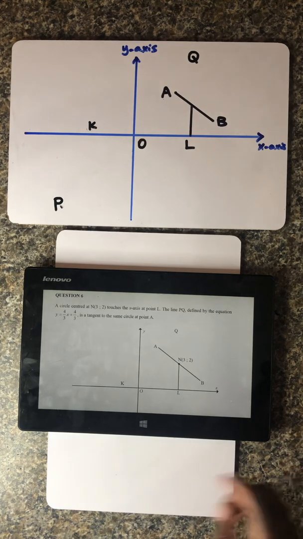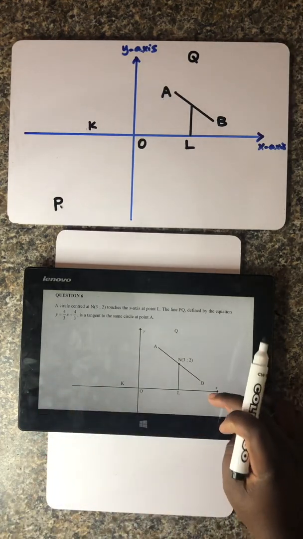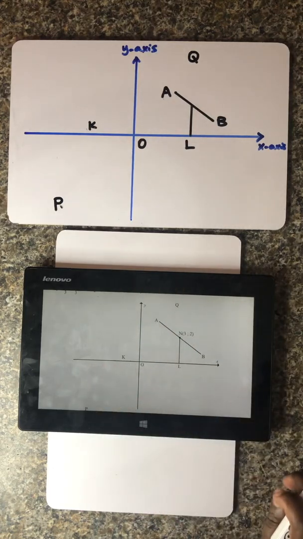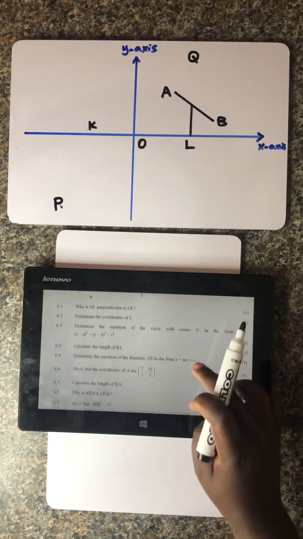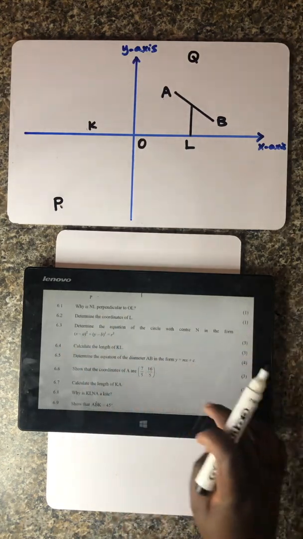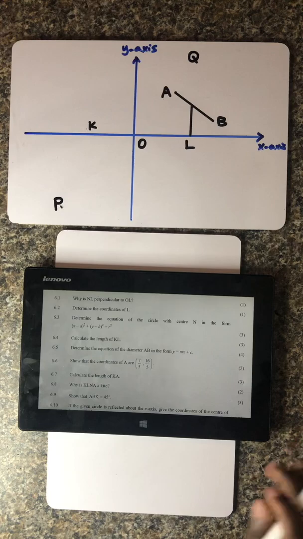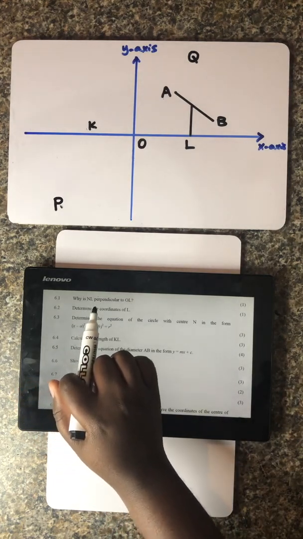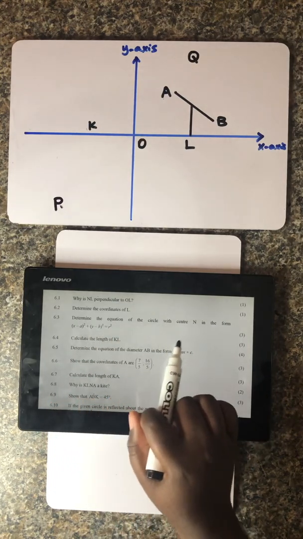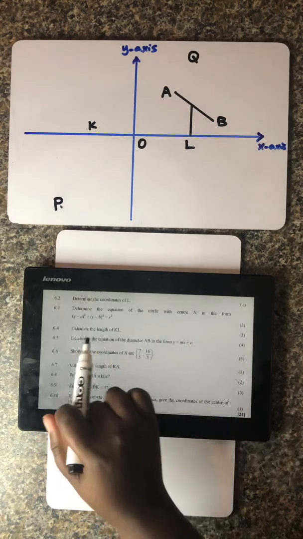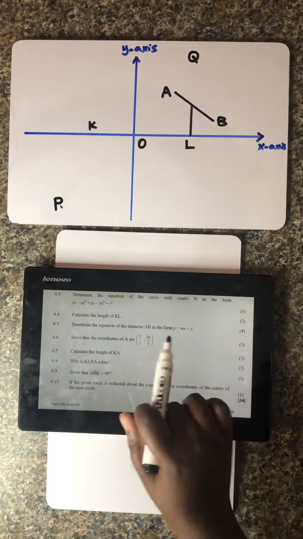So without any waste of time, guys, I'm just quickly going to read through the given statement, quickly interpret that diagram or sketch, and then from there we'll go through all of these questions, just so that you are aware of the type of questions that we'll be dealing with today. 6.1, they're saying why is NL perpendicular? Determine the coordinates of L. Determine the equation of a circle with center N. Then we're also calculating the lengths. Determine an equation of the diameter of the circle in that form.